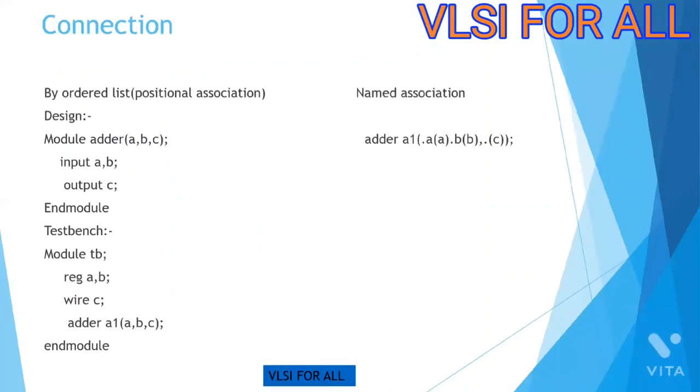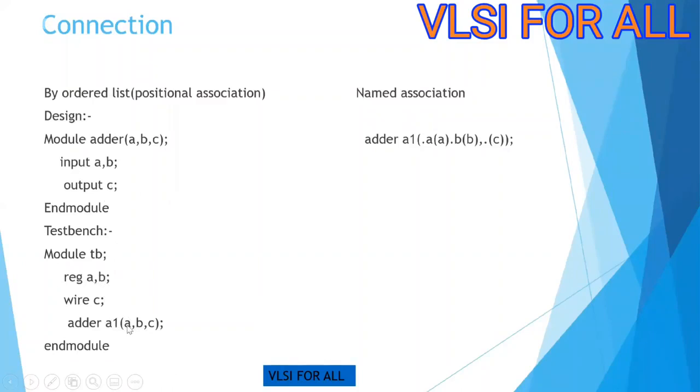So we can have two different types of connections. The first one is ordered list, or positional association, and the second one is named association. So this one is the module. For example, I do not have any logic over here. This has one input A, B, and output C. What you have to do is just instantiate the module with A, B, and C. So it will map like this. For my convenience, I have used the same naming convention for them. You can have C, D, E over here as well.